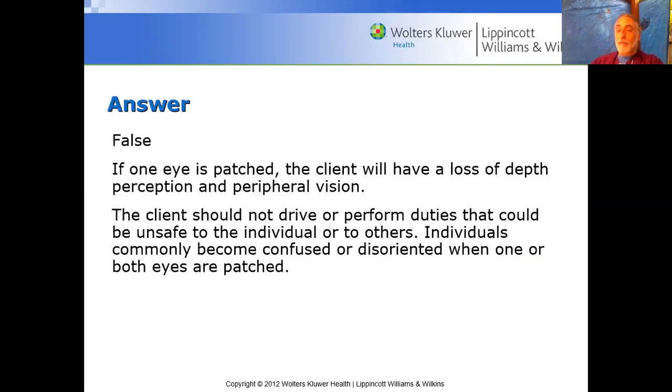there. That would be false. One eye patched, the client will have a loss of depth perception.